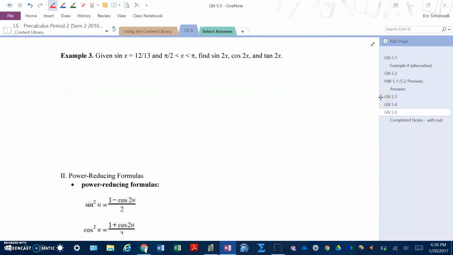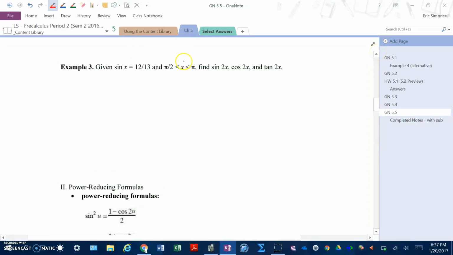Example 3. It says, given the sine of x equals 12/13 and pi over 2 is less than x, which is less than pi, find the sine of 2x, cosine of 2x, and tangent of 2x. So we'll try to think right away about where this particular angle will fall. Because they tell us that x is between pi over 2 and pi, we're looking at a second quadrant angle. And that's important. We reflect upon where that angle falls, but then in turn where the double angle will be. We'll need to have that perspective to start with.